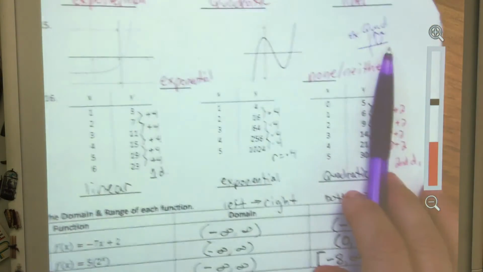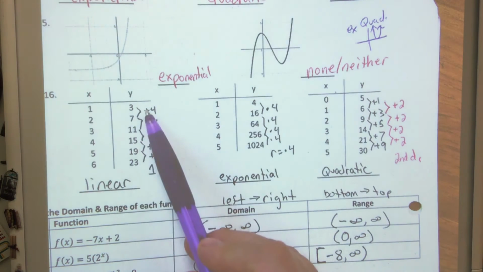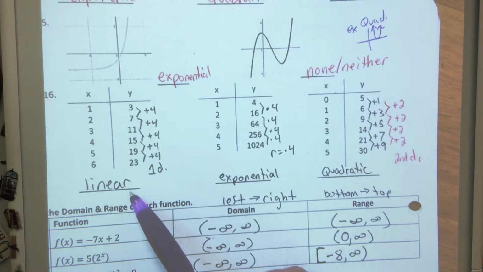For the next 3, I'm going to get up and make sure you can see this in the video. For the next 3, I found the common difference, the common ratio, and a second common difference. For this first row section for number 16, 3 plus 4 is 7, 7 plus 4 is 11, 11 plus 4 is 15, and so on. I only have one common difference, so it's linear.